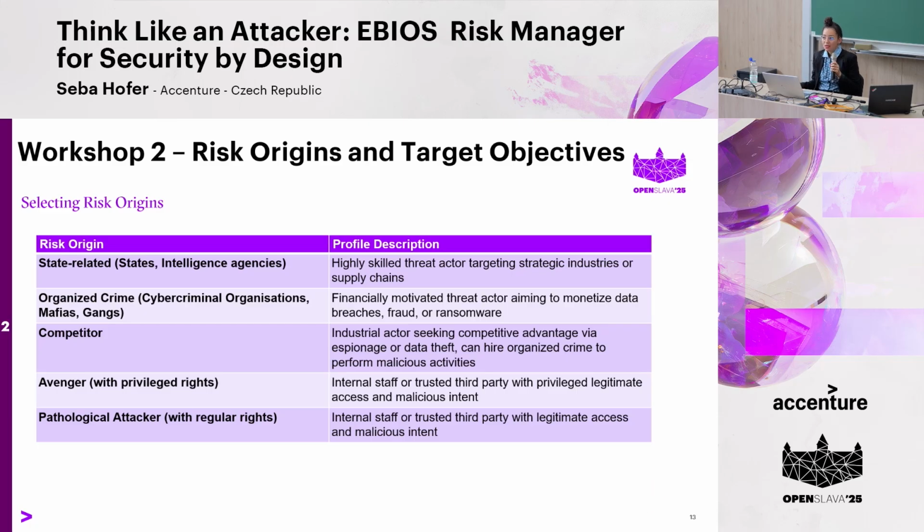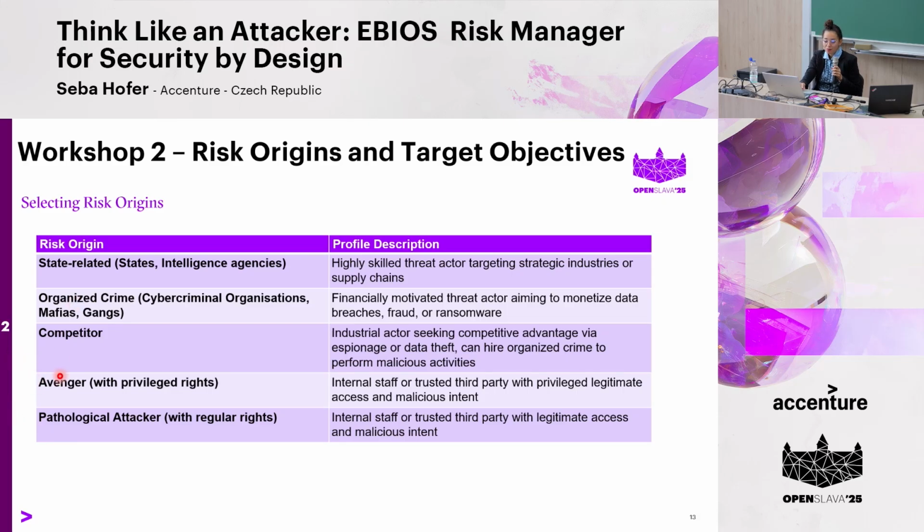And so now we're going to go through workshop 2, which is to identify the risk origins and target objectives. In terms of risk origins, we usually have 2 big categories, the external attackers and the internal ones. External attackers can be state-related or organized crime; these organizations usually do cyber attacks when we pay them to do it. Competitors usually are not going to do the cyber attacks by themselves. They're going to hire these guys to do it.